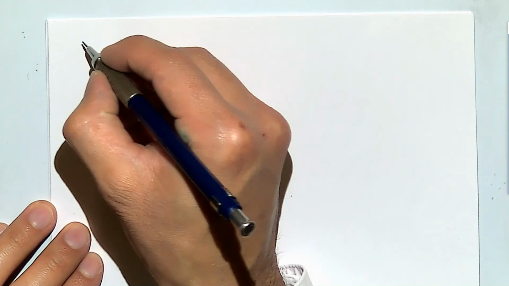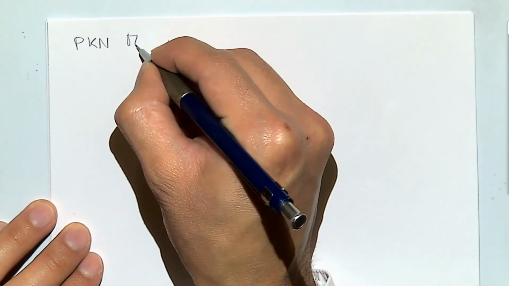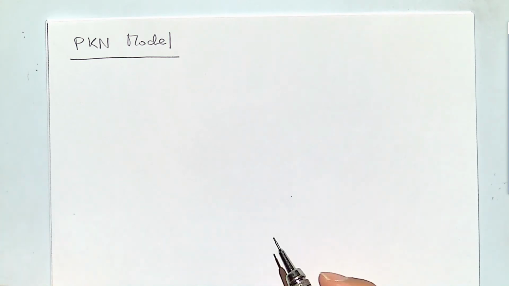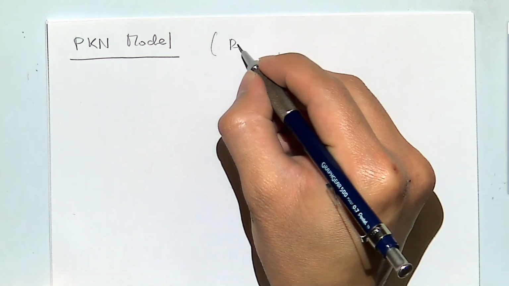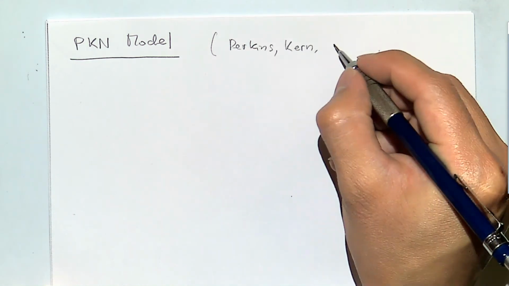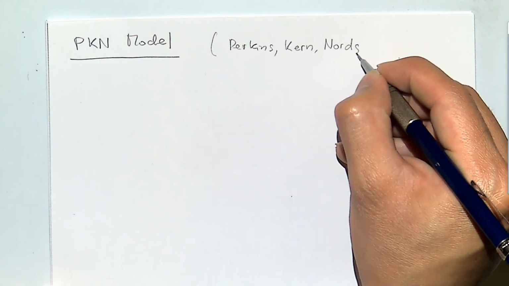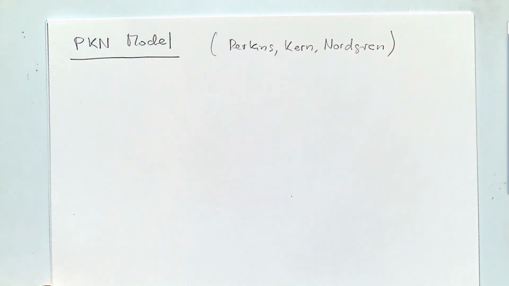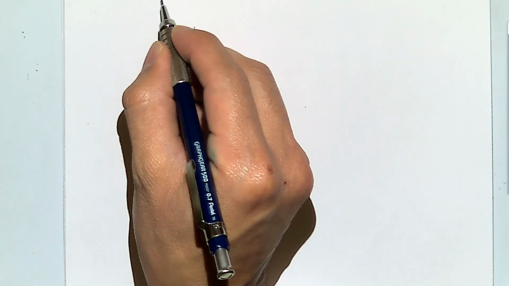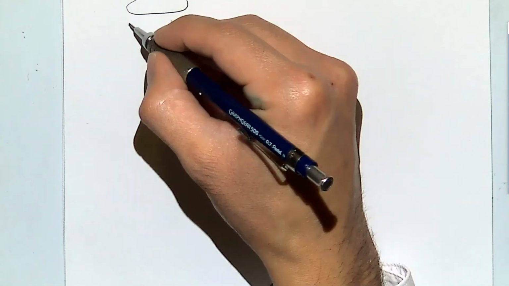The first model that we're going to see is called the PKN model, where PKN, the acronym corresponds to the last names of people that came up with this model. And we're going to, let me write that very quickly, Perkins, Kern, and Nordgren. What they did was to solve this fracture propagation problem, assuming that we have a more or less simple geometry of the fracture.